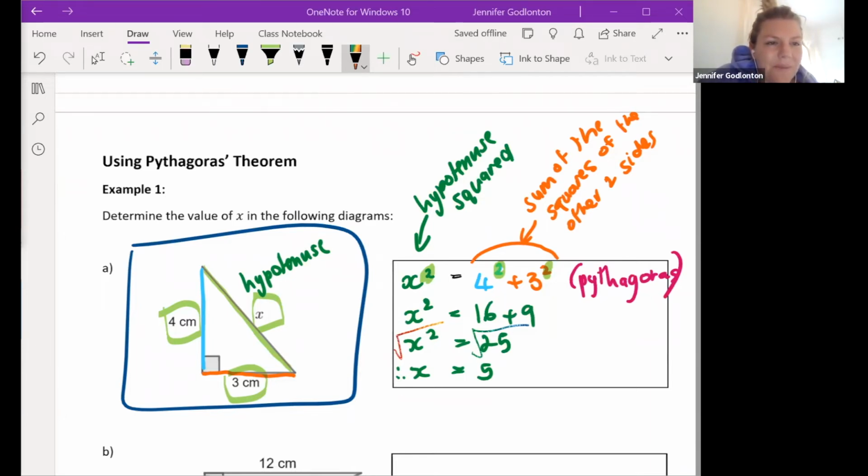Nolan, how can I help? Ma'am, can I ask a question? How did we get, okay, I see that you said 16 plus 9, but then when you say 25 divided by 2, it says 12.5. So we're not dividing by 2. So this isn't 2x, it's x squared. And so the opposite of x squared is to square root something. And so we are square rooting the 25. We're not dividing it by 2. Oh, okay. Thank you.